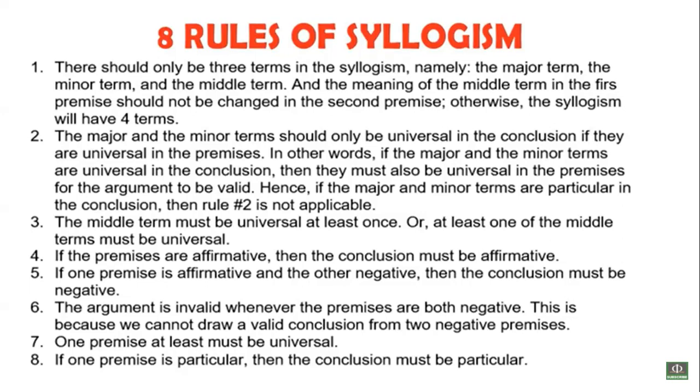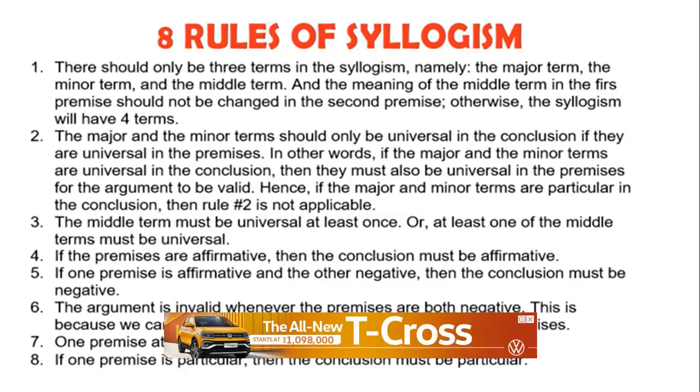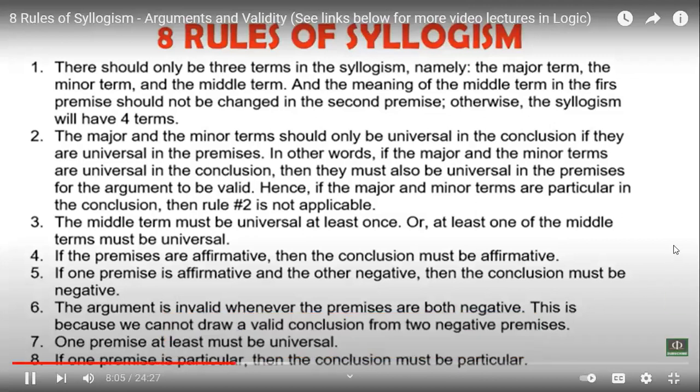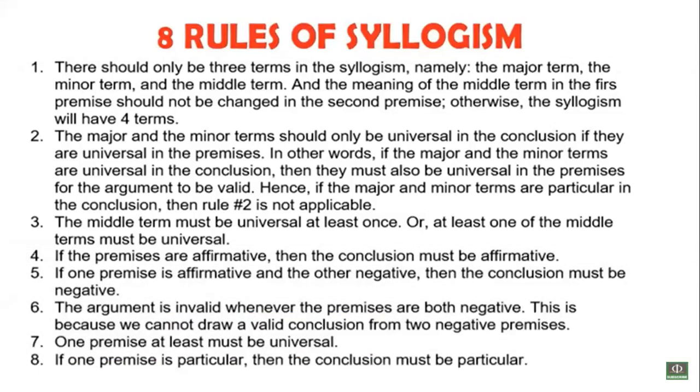3. The middle term must be universal at least once, or at least one of the middle terms must be universal. 4. If the premises are affirmative, then the conclusion must be affirmative.